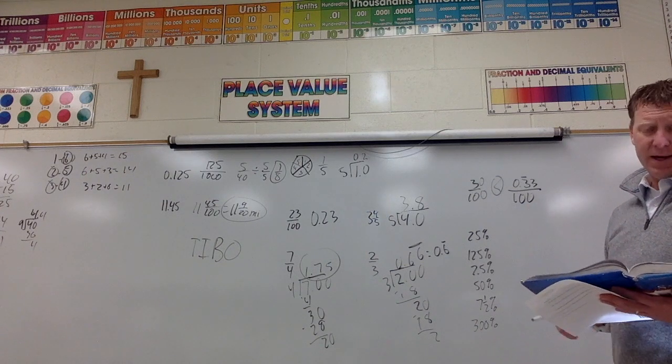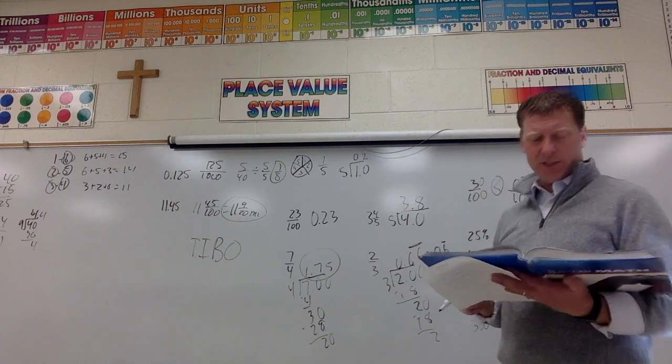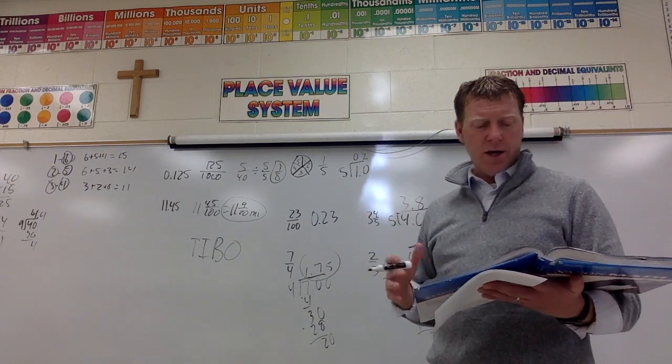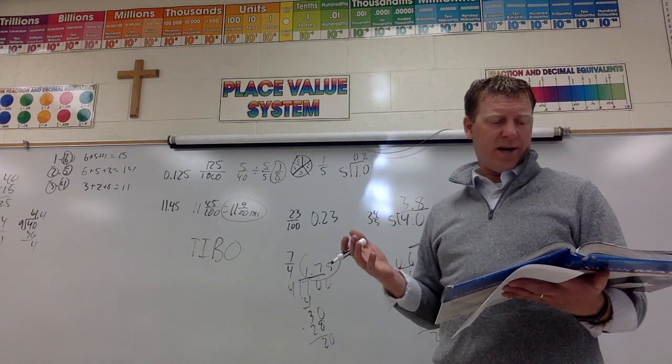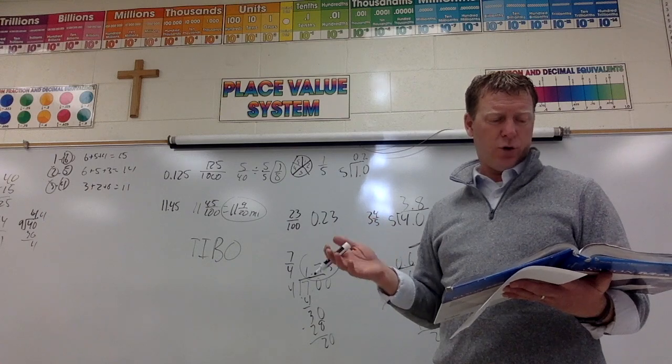Last but not least, on page 312 at the bottom, it says, recall that percent means per 100 or hundredth. So 75% means 75 hundredths, which can be written as a fraction or as a decimal.